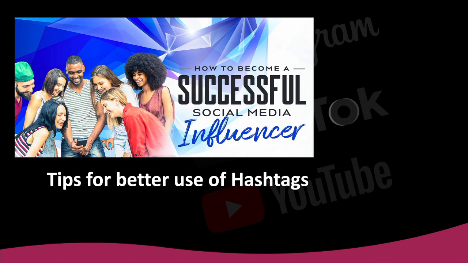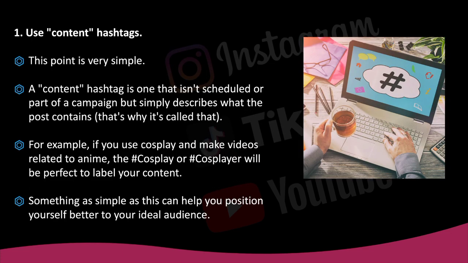Tips for better use of hashtags. 1. Use content hashtags. This point is very simple. A content hashtag is one that isn't scheduled or part of a campaign but simply describes what the post contains, that's why it's called that. For example, if you use cosplay and make videos related to anime, the hashtag cosplay or hashtag cosplayer will be perfect to label your content. Something as simple as this can help you position yourself better to your ideal audience.